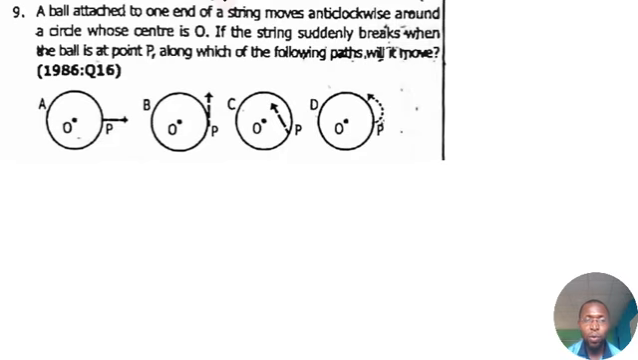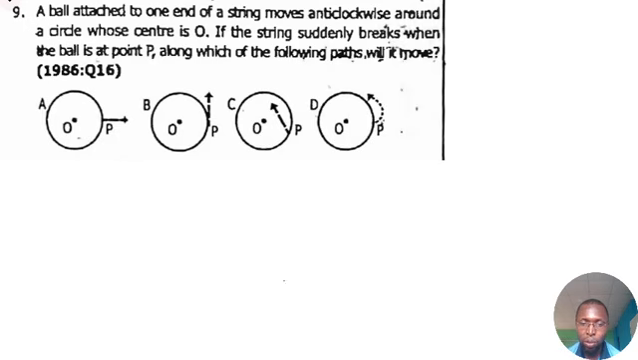So moving forward, we have another question here. It says a ball attached to one end of a string moves anticlockwise around a circle whose center is O. If the string suddenly breaks when the ball is at point P, along which of the following paths will it move? Is it option A or option B or option C, option D? Now let us critically look at the question a second time.